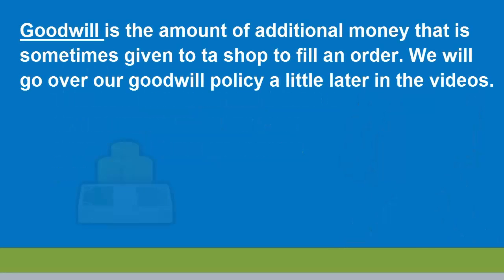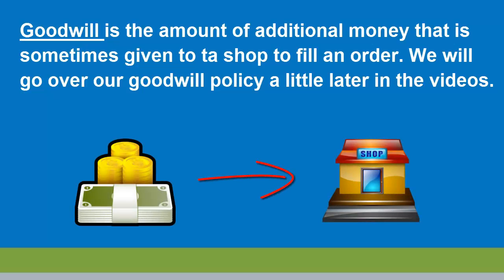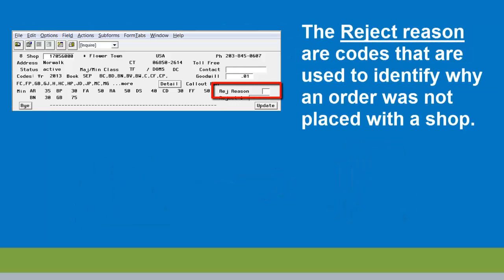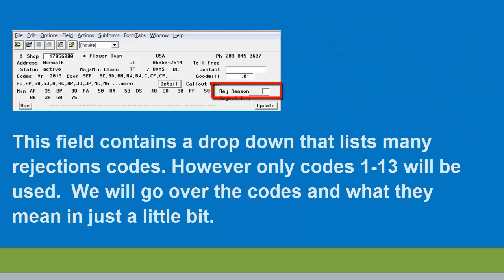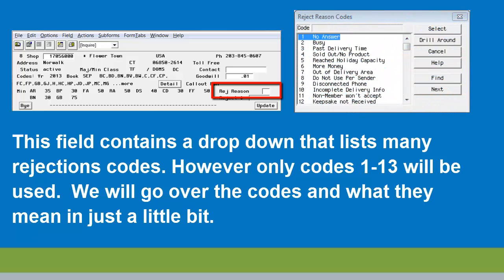Goodwill is the amount of additional money that is sometimes given to a shop to fill an order. We will go over our goodwill policy a little later in the video. The reject reasons are codes that are used to identify why an order was not placed with the shop. This field contains a drop-down that lists many rejection codes. However, only codes 1 through 13 will be used. We will go over these codes and what they mean in just a little bit.